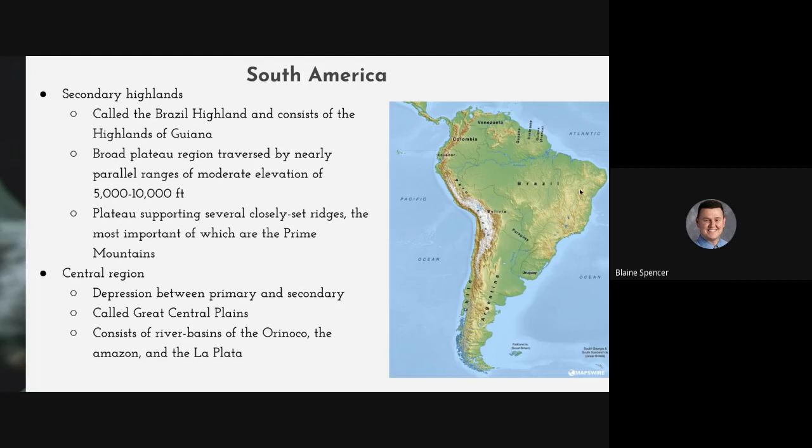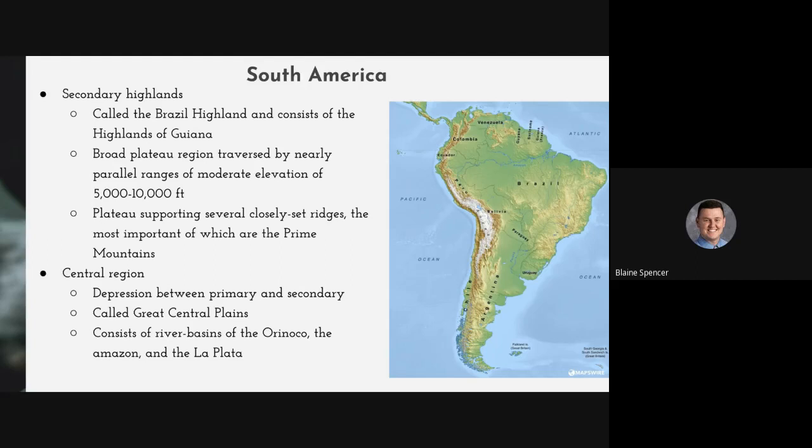Okay, we see that the secondary highlands are not going to be as high in elevation, are not going to be as enormous, but they're still going to provide distinction. Okay, they're still following those general principles.